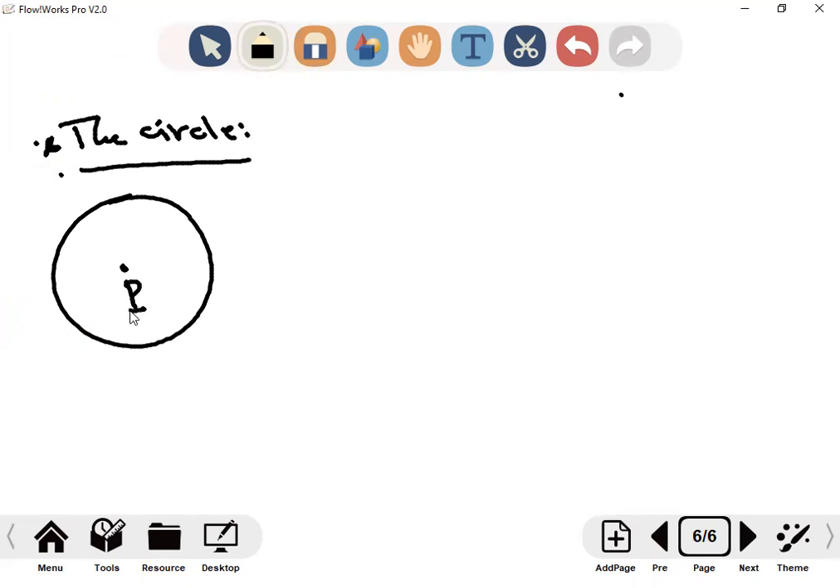P, we call it the P, we call it what, guys? The center, right? But there else what we have parts for the circle.